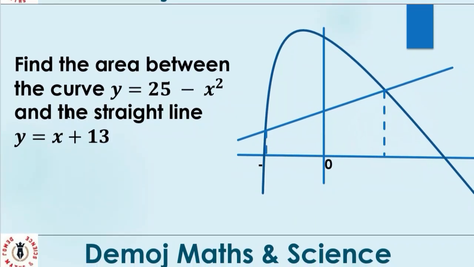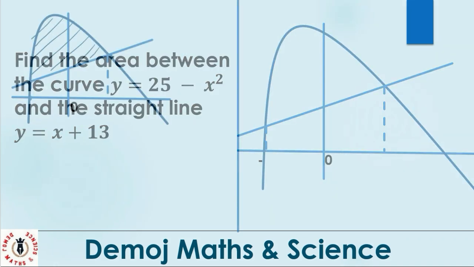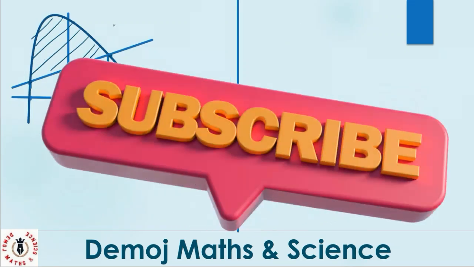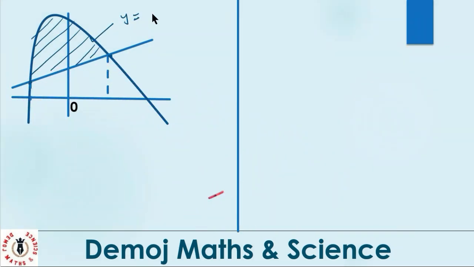Now, like I said, we'll be looking at how to find the area between a curve and an intersecting line. We'll use this question that says we should find the area between the curve y equals 25 minus x squared and the straight line y equals x plus 13. Here is the curve y equals 25 minus x squared, and here is the straight line y equals x plus 13.